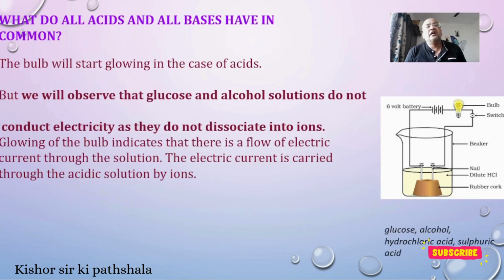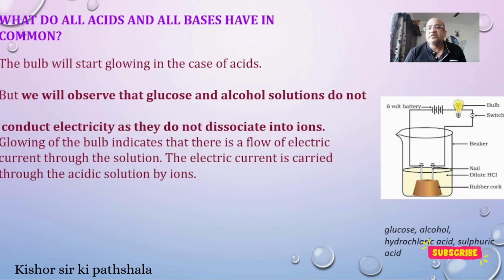Now let's see what happens. What do all acids and bases have in common? For this we are going to do one activity. Let's take a beaker. We know that acids have similar chemical properties. We saw that acids generate hydrogen gas on reacting with metal, so hydrogen seems to be common to all acids.